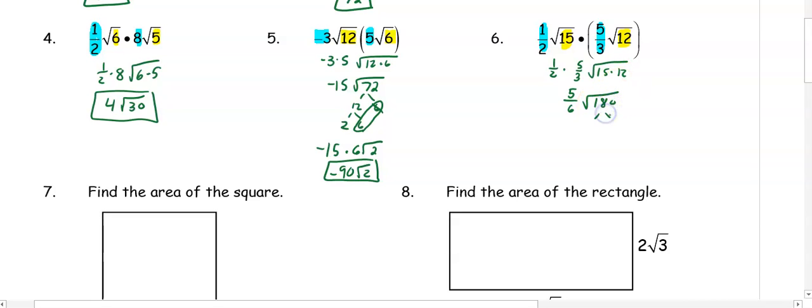So we can break down the square root of 180 into 18 and 10. 10 breaks to 2 and 5. 18 breaks to 9 and 2. 9 breaks to 3 and 3. So we have a pair of 3's and a pair of 2's. So we have 5 root 6 times 2 times 3. Root 5 is left over. Everything else has a pair from it. So when we multiply here, we get 5 root 5.